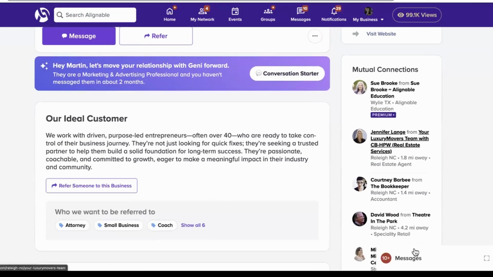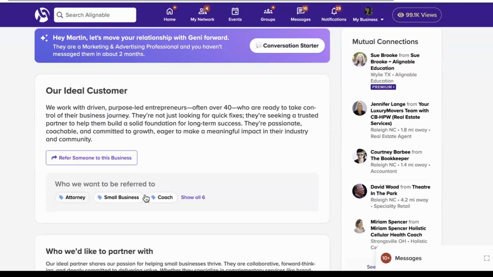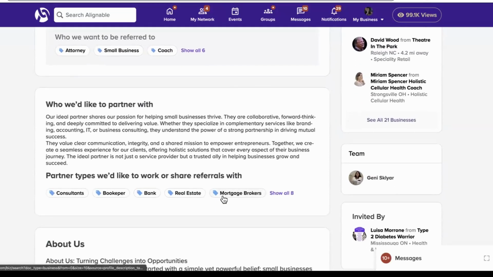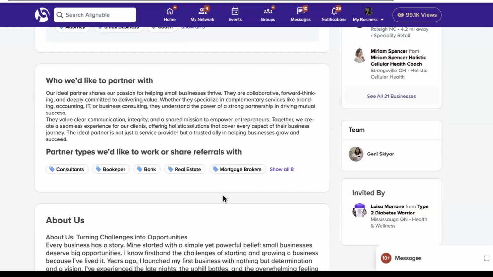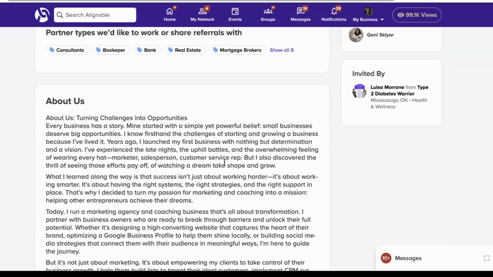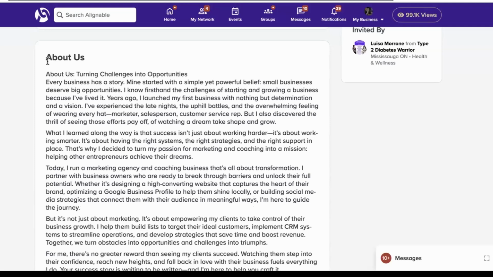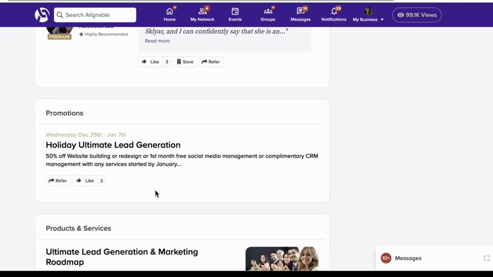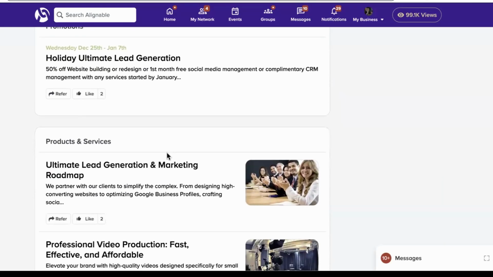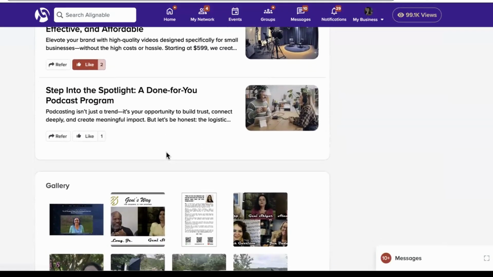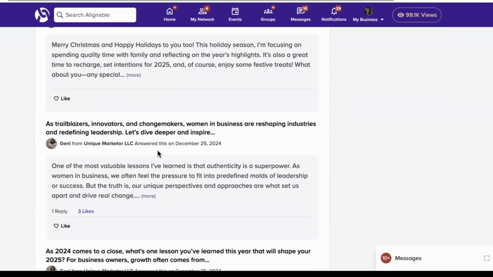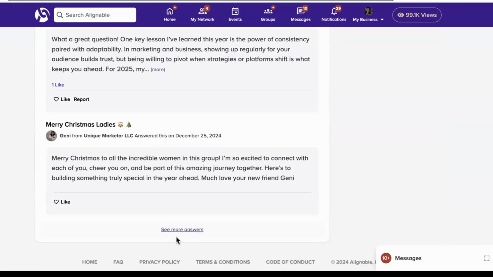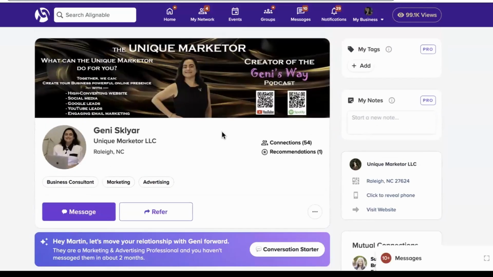So you can see it. Then I can see mutual connections you have, which is really cool, on the right hand side. And then your ideal customer, who you want to be referred to. This is really helpful if you have a friend where you can look from their perspective back at your page. The team of you and your husband who work in the business too. And then about us, you saw that before. I'm just showing the perspective of what I see of your page. So we saw the promotions, we see the products and services, and the pictures, and then recent activity. So this gives you a view of how it looks to another person. So this is excellent.